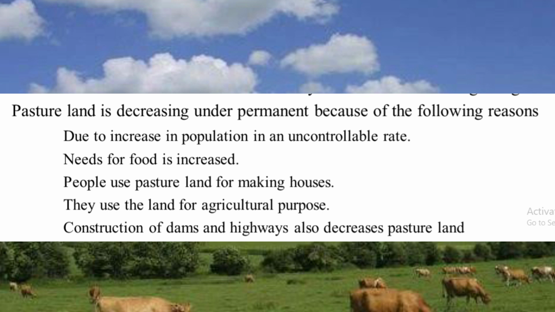First, the population is increasing at an uncontrollable rate. Second, the need for food has increased. Third, people use pasture land for making houses. And fourth, people use this land for agricultural purposes.